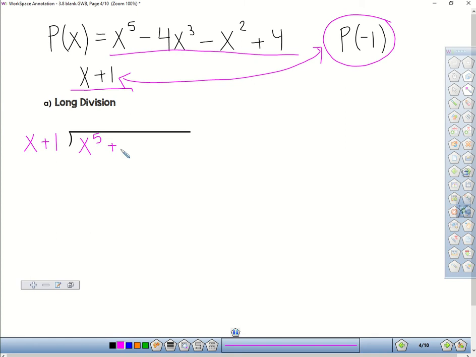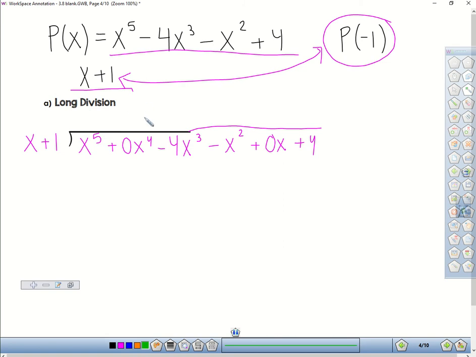We call these the placeholders. So plus 0x to the 4th minus 4x cubed minus x squared, and then plus 0x plus 4, like that. So you always have to put in 0 terms for any terms that you're missing, and that can be up to the constant as well. Now we're doing long division like we learned about a few weeks ago. What would I multiply x by to get to x to the 5th?